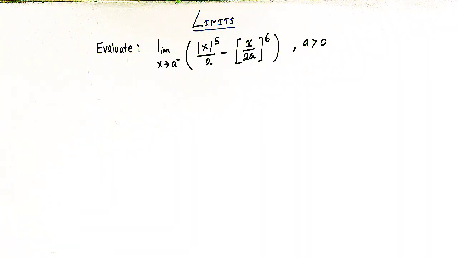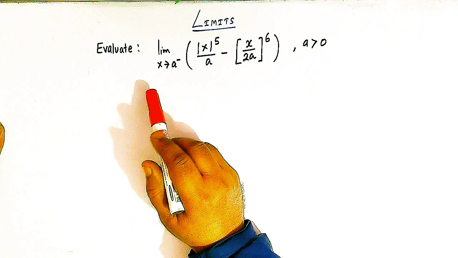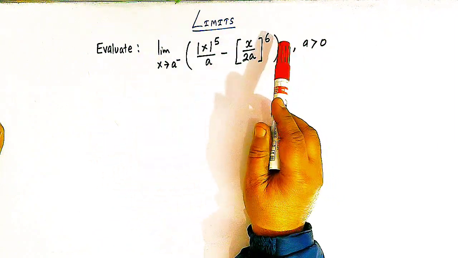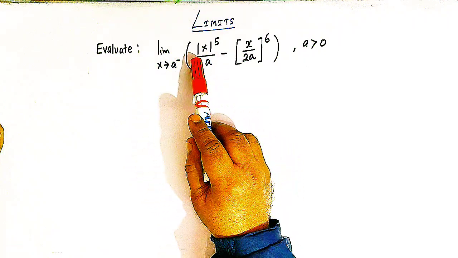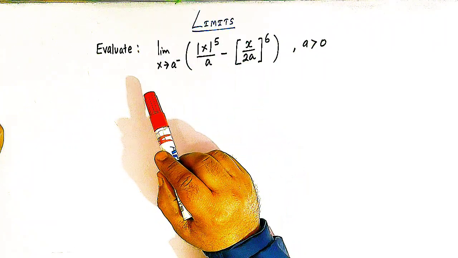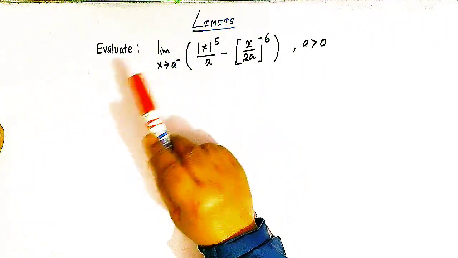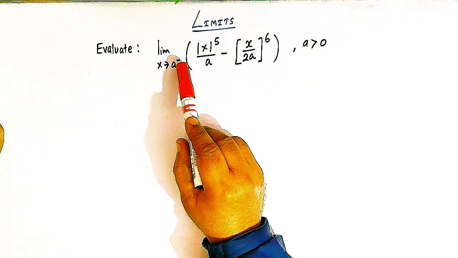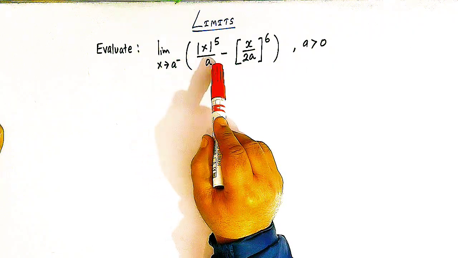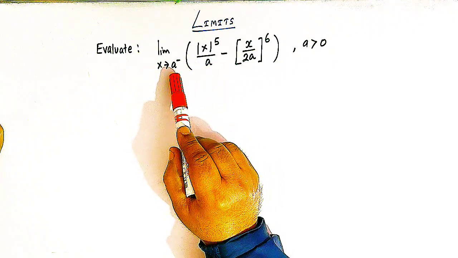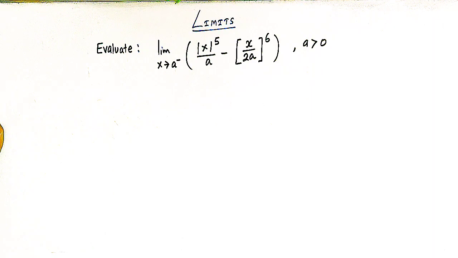Hello viewers, in today's session we are going to discuss another important problem from limits. In this problem we have to find the left hand limit of this function involving the mod function and the greatest integer function. So here we have to evaluate limit x tends to a minus. The negative sign shows that we have to find the left hand limit of this function when x approaches a from the left of x is equal to a.